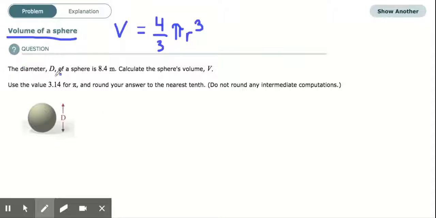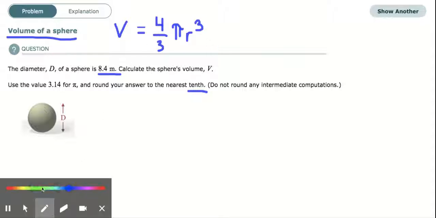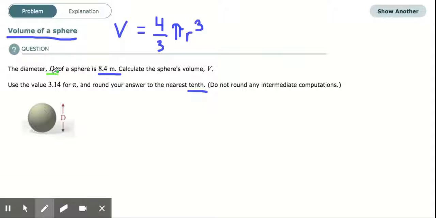So the diameter d of a sphere is 8.4 meters. Calculate the sphere's volume, V, and we're going to use 3.14 for pi and round our answer to the nearest tenth. Now this is a little tricky because we're not given r, right? We're given d, we're given the diameter, and we want the radius.